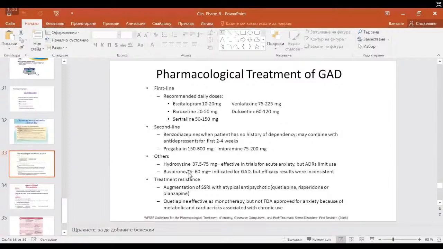It is also administered orally, and again takes a little bit longer period of time, similar to the SSRIs, to start working.